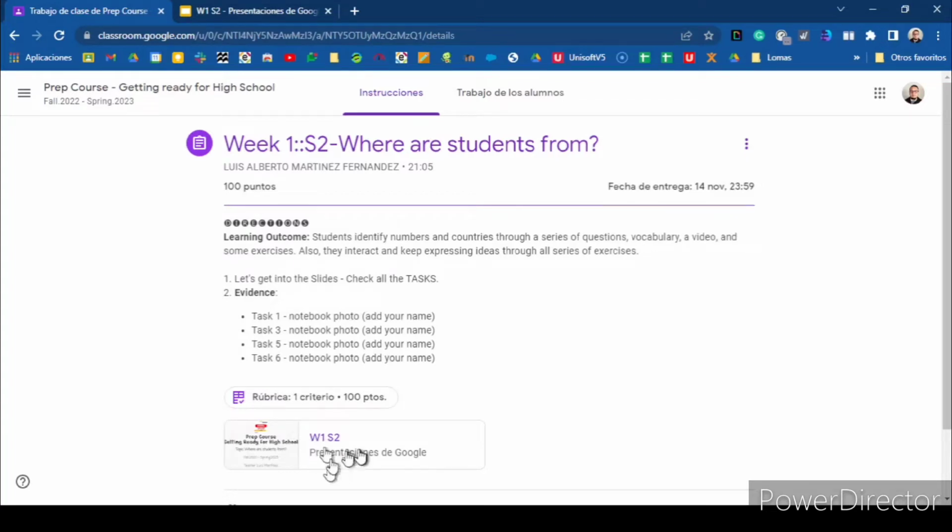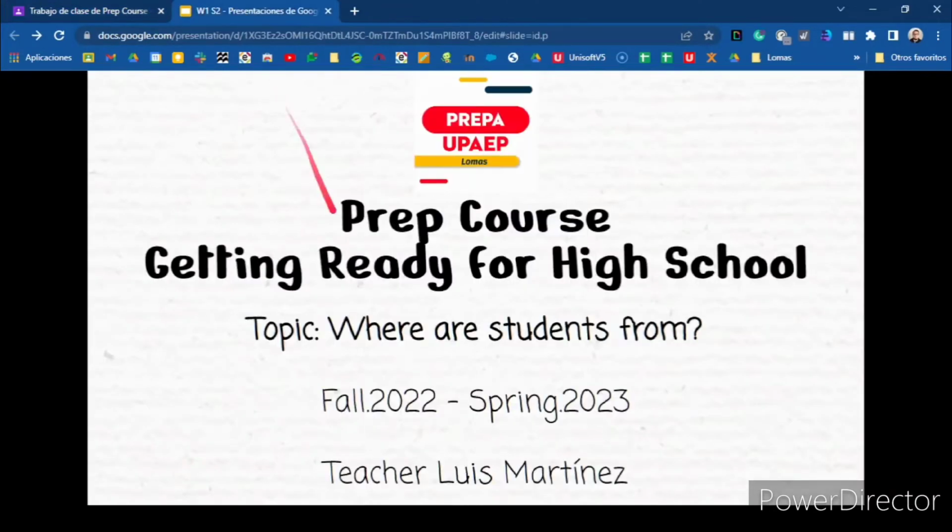Here we have the material that we are going to use and also the evidence that we need by the end. At the end, I will repeat this part, but here you have the section that you will need to send. Don't forget that all this section is going to be on your notebook.